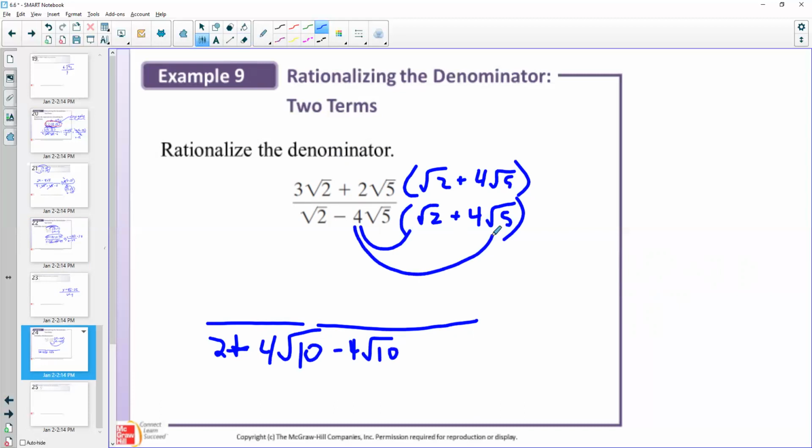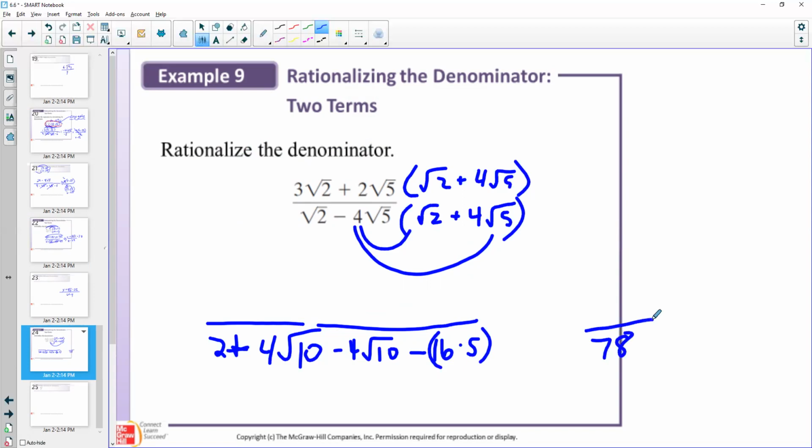These guys together, think about it. It's going to be negative 4 times 4 is 16. 16 times 5. Okay. 16 times 5 is 80. So 2 minus 80 is going to be the denominator. So that gets me negative 78.